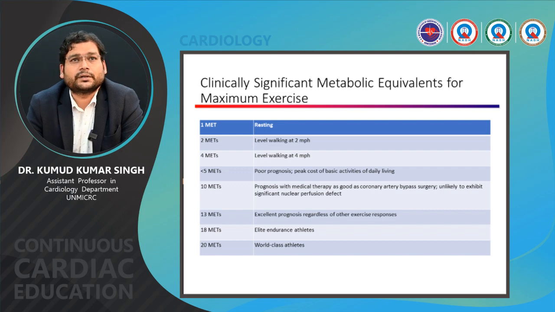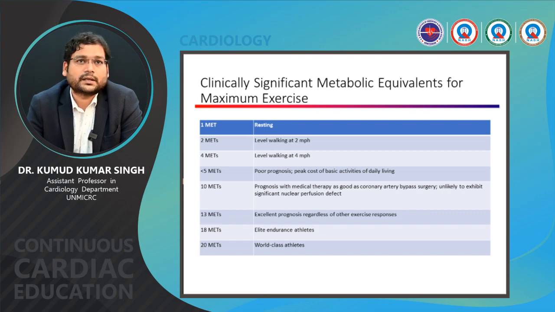So this is a chart showing the clinical significance of the metabolic equivalent for the maximum exercise. 1 MET is the oxygen consumption during the resting phase. 2 METs is like level walking at 2 miles per hour. 4 METs is like level walking at 4 miles per hour. And if the patient has less than 5 metabolic equivalents, that depicts a poor prognosis.